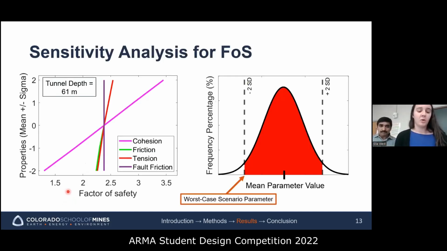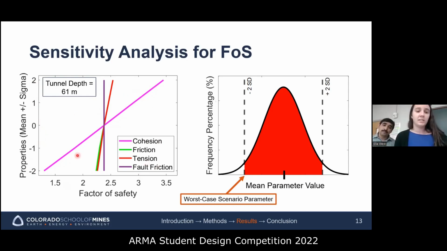So getting into the results now, we performed the sensitivity analyses, as I mentioned, for the fault and the material strength input parameters. And we did this for a model scenario with a tunnel depth of 61 meters, which is the minimum allowed per the design criteria. And we found that the factor of safety plotted on the x-axis here was affected by the strength of all input parameters listed here, where an increase in the parameter's value led to an increase in the factor of safety. However, the amount that the factor of safety was affected was relatively small, with the exception of the material's cohesion, which had an especially large influence on the model's factor of safety.